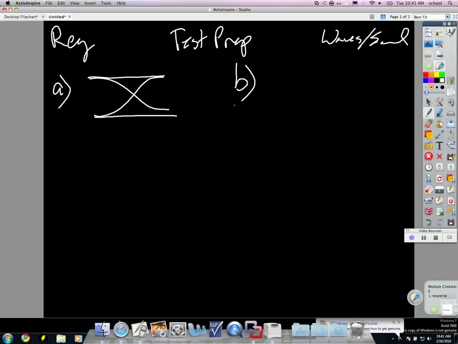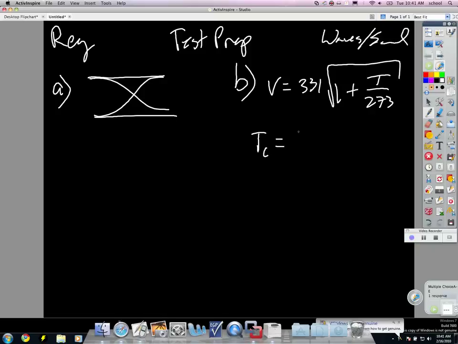What is the speed of sound? So V is 331 times the square root of 1 plus T over 273. But your T needs to be in Celsius. So you have to take, because hopefully you know that TC is equal to TF minus 32, and then all over 1.8, something like that.